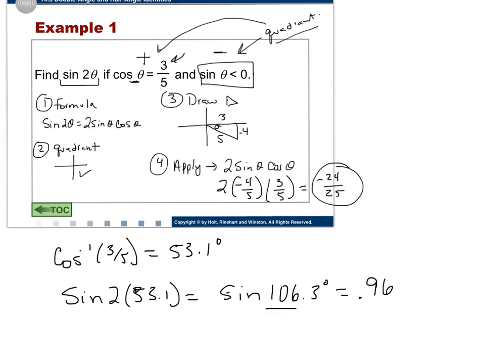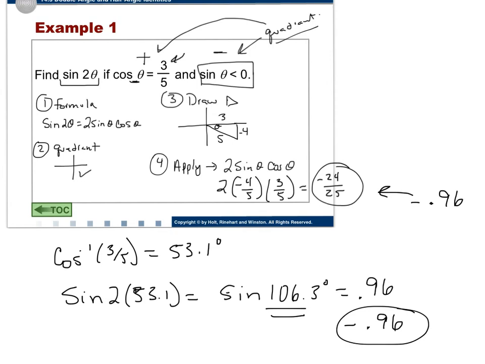But here's the thing. We know that we're in the fourth quadrant, right? So that means this would not be a positive value, this would be a negative value. And so I'd get -0.96. And this as a fraction is -24/25.